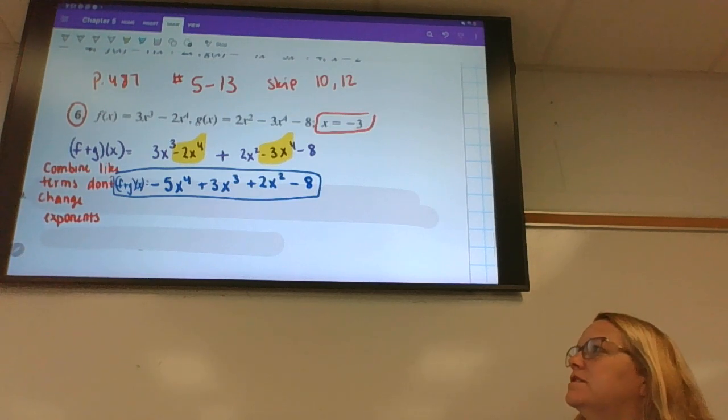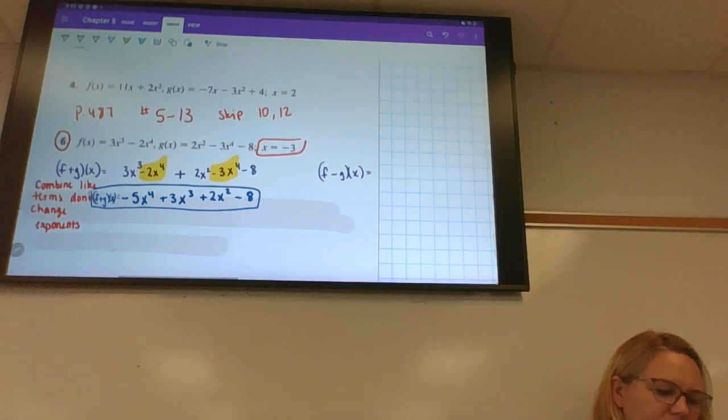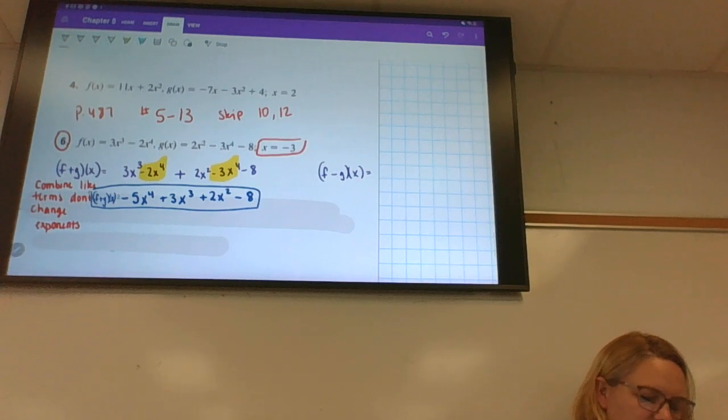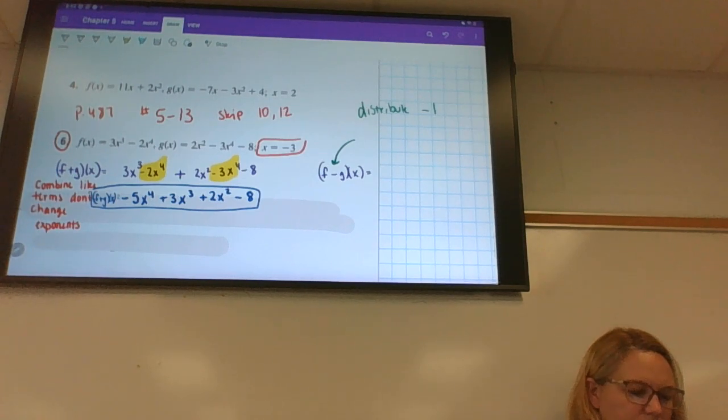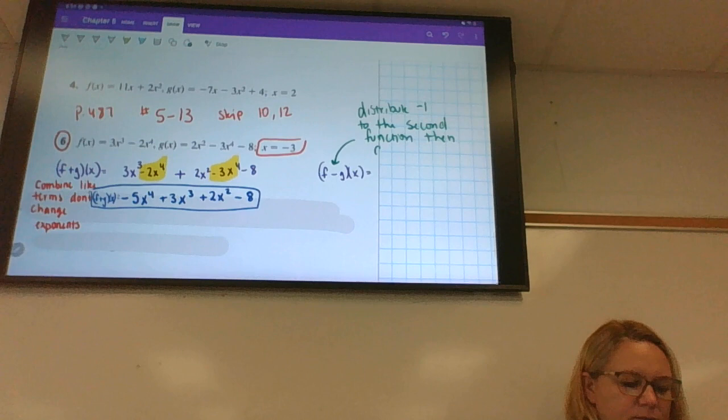So f plus g of x is this. So now I'm going to do f minus g of x. Okay, so for subtraction, we're going to have to distribute negative 1 to the second function, then combine like terms.